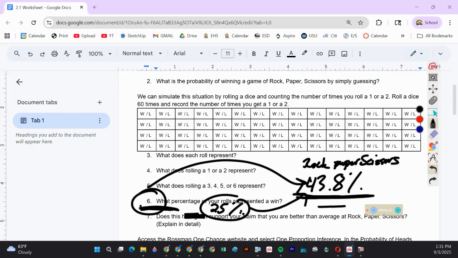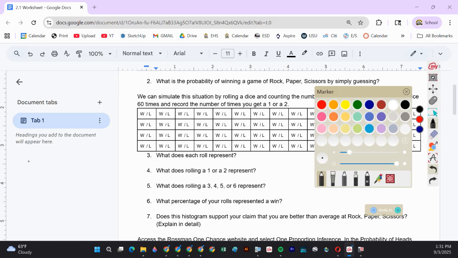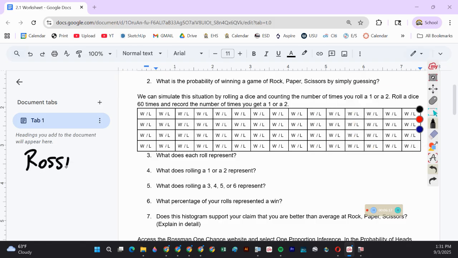Okay? So on your Chromebook, I want you to do a Google search for Rossmann One Chance. So search up Rossmann One Chance.